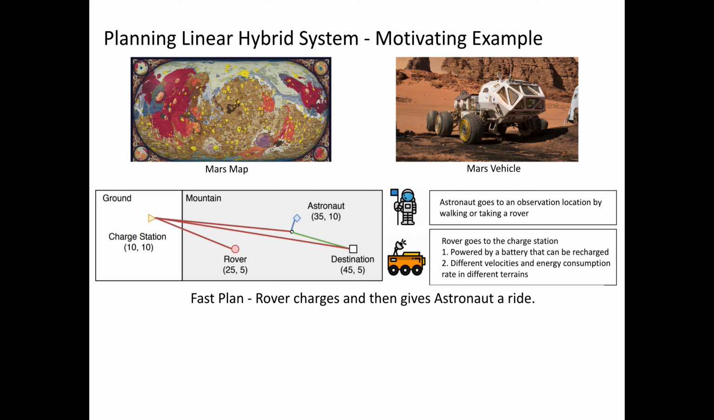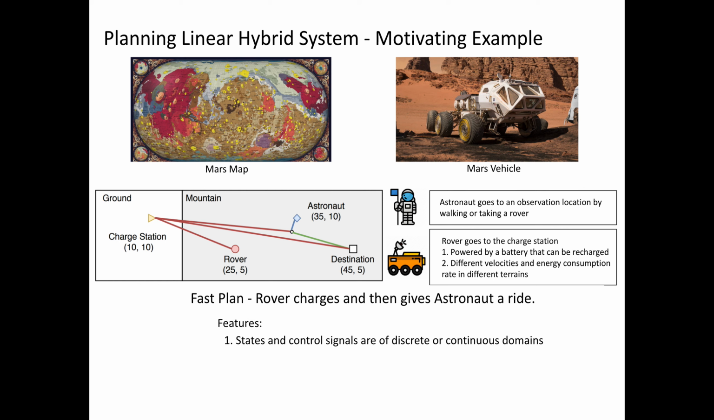The rover is powered by a battery, which can be charged in a charge station. In different terrains, the rover has different speed limits and energy consumption rates. As we can see here, a fast plan is for the rover to give the astronaut a ride because it can move much faster. As the battery is not enough, the rover needs to go to a charge station for charging first.